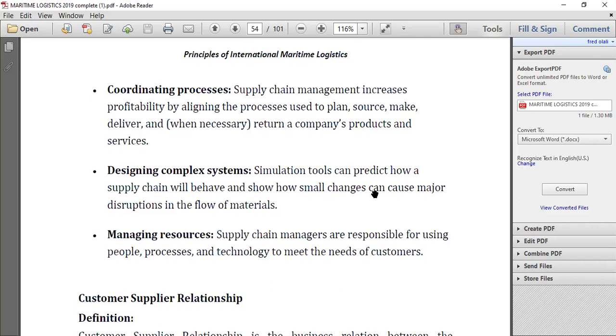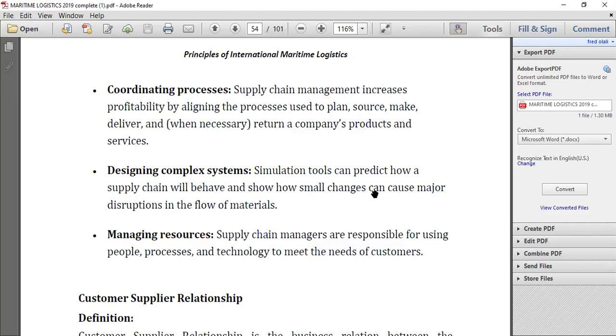Then the coordination. The supply chain management increases profitability by aligning the processes used to plan, source, make, deliver, and when necessary, return the company product and services.